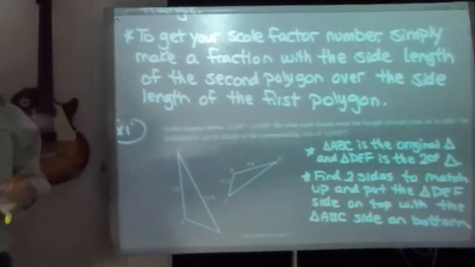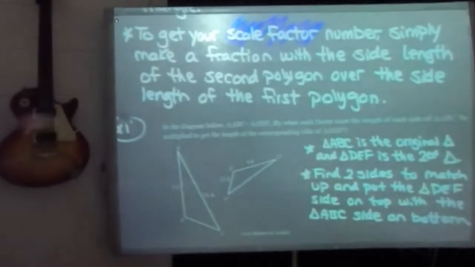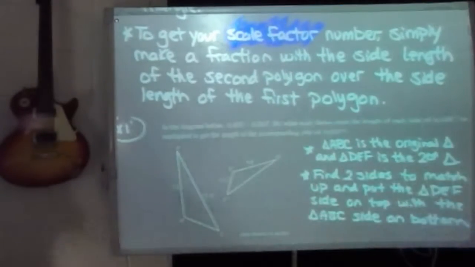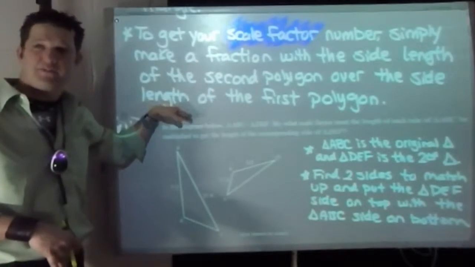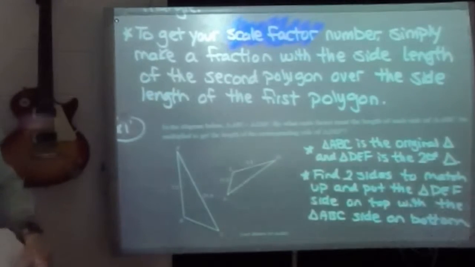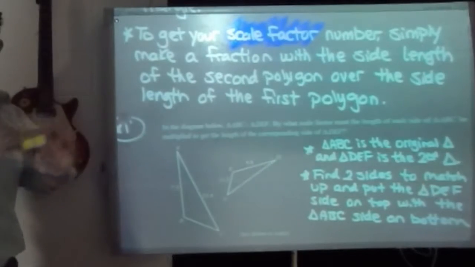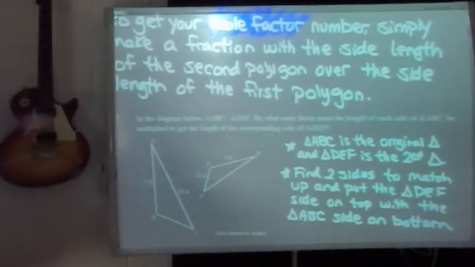To get your scale factor number, we're going to make a fraction. That's all we have to do, is make the right fraction. We're going to take the side length of the second polygon and put it on top of the side length of the first. And that's it. Then you can put it in the calculator if you need it to reduce. Just match up 2 sides that go together, put the second one over the first one, and you're done. And you'll have the scale factor. So let's look at an example problem.